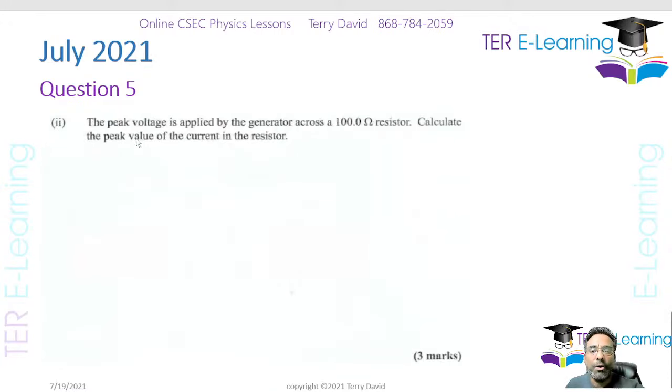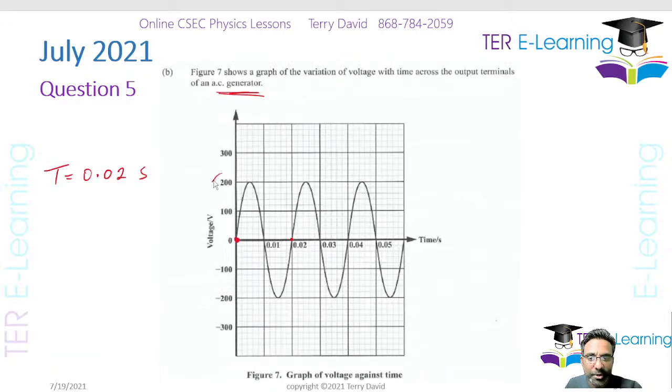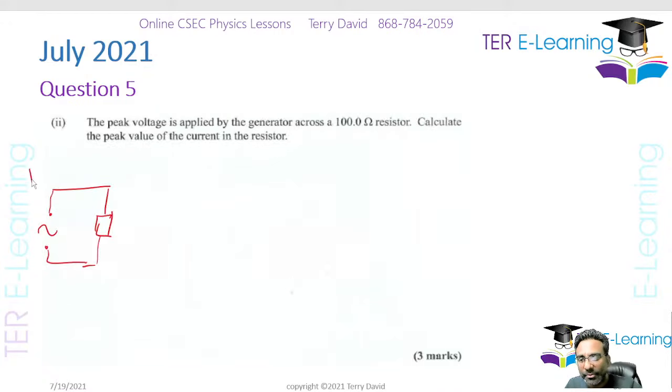Now, they said the peak voltage is applied across a 100 ohm resistor. Calculate the peak current. So basically, we have an AC voltage here, and you are connecting that across a resistor. That's what's happening. If we look at the diagram, my peak voltage VP is 200 volts. The resistance here is 100, so R is equal to 100 ohms. And they want us to calculate the peak current.